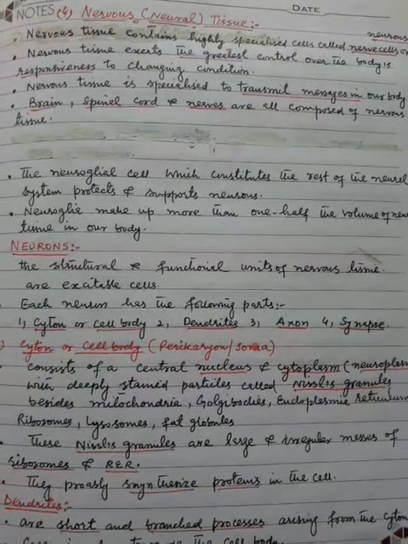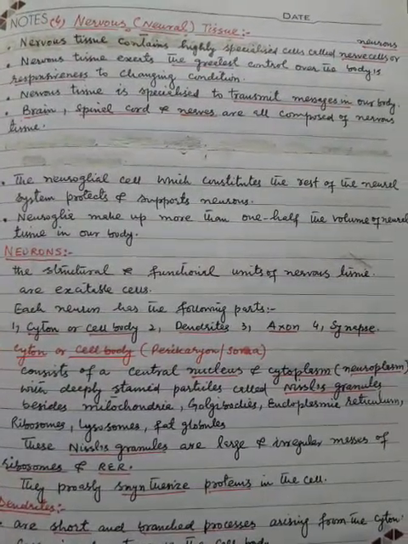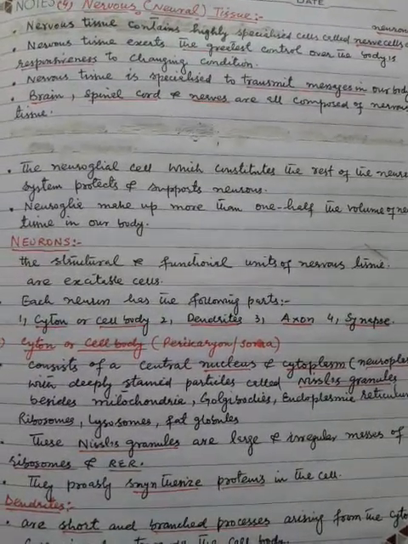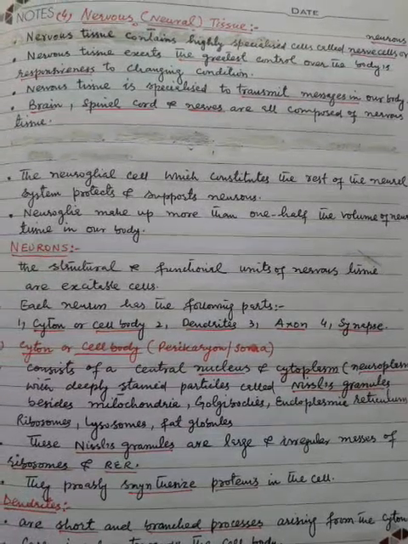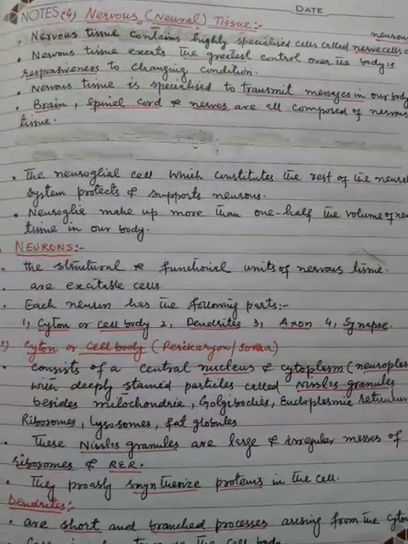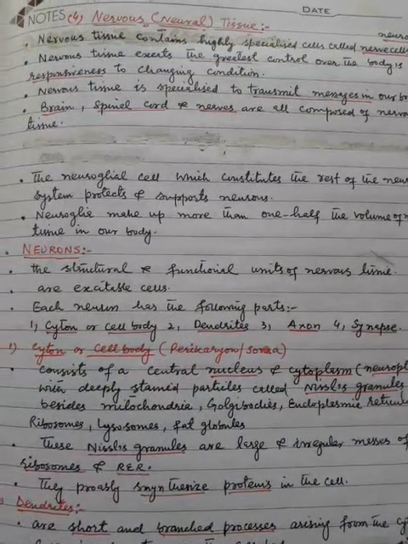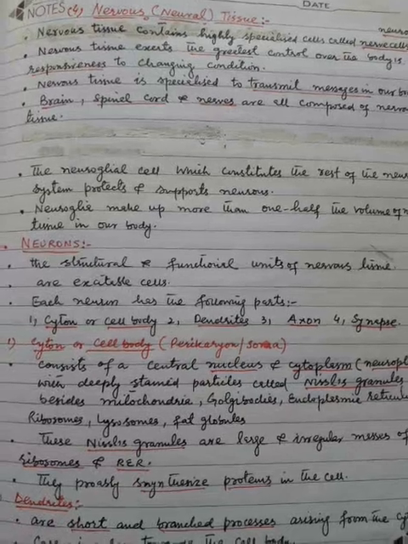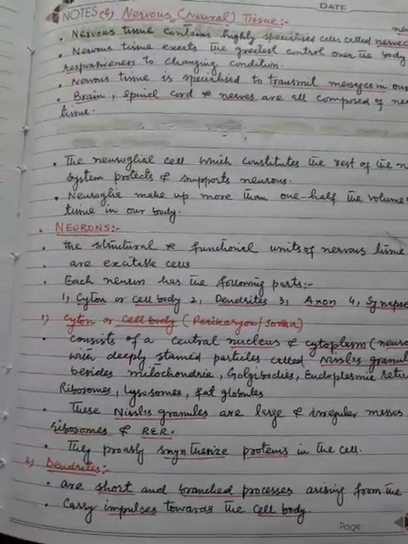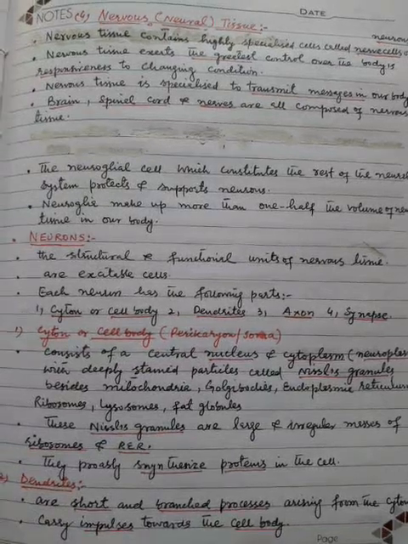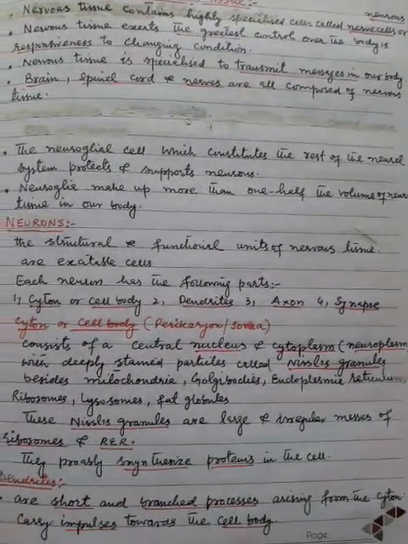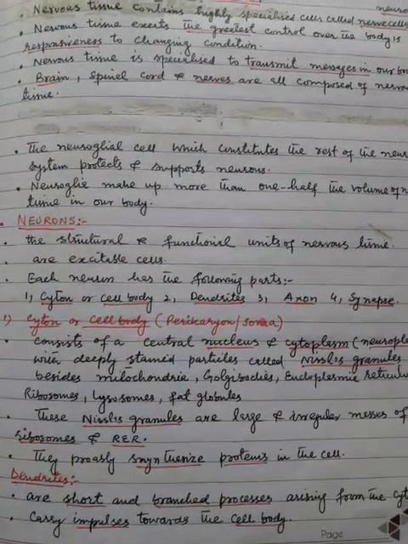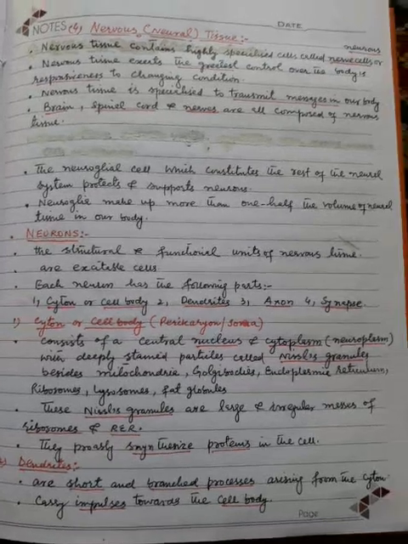Besides, it contains mitochondria, Golgi bodies, endoplasmic reticulum, ribosomes, and fat globules. These Nissl granules are large and irregular masses of ribosomes and rough endoplasmic reticulum. They probably synthesize proteins in the cell. Now the dendrites. Dendrites are short and branched processes arising from the cytone. Dendrites carry impulses towards the cell body.